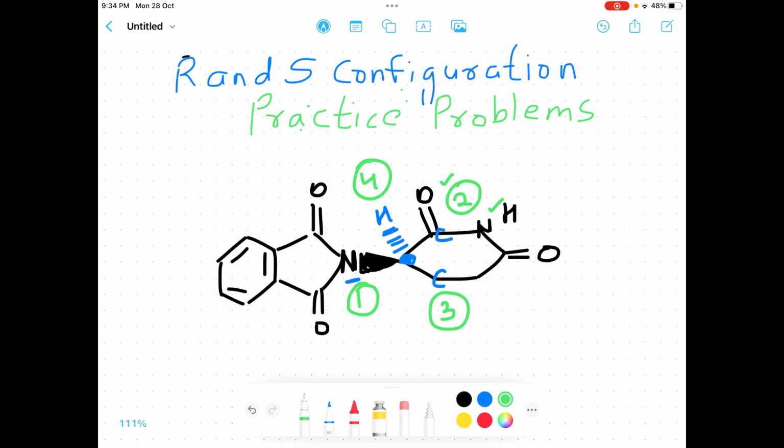Because hydrogen is on the back, the least priority group is in the back, so this problem is simple, we just have to look at the sequence. If I look at the sequence 1, 2, 3, this is clockwise, so it's the R configuration.